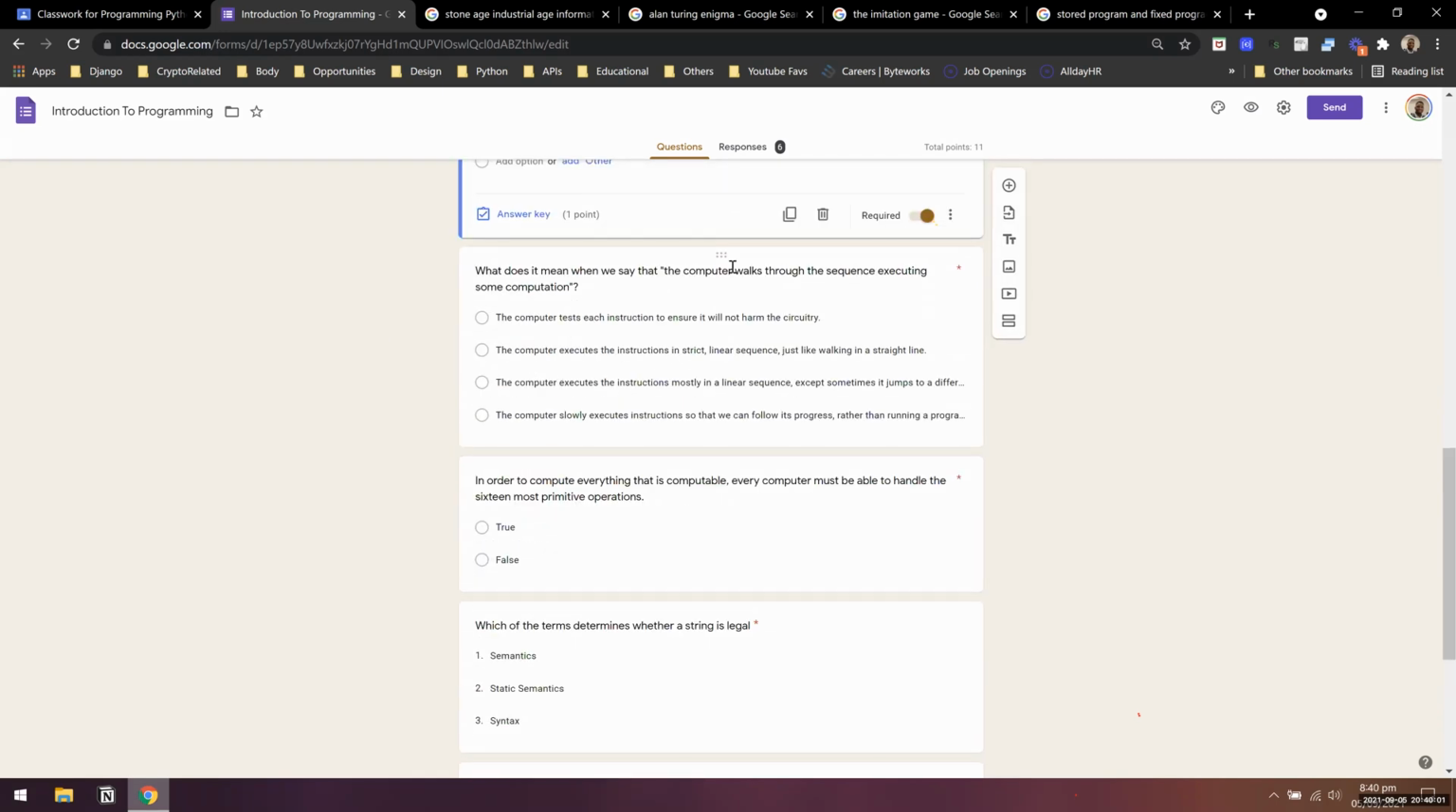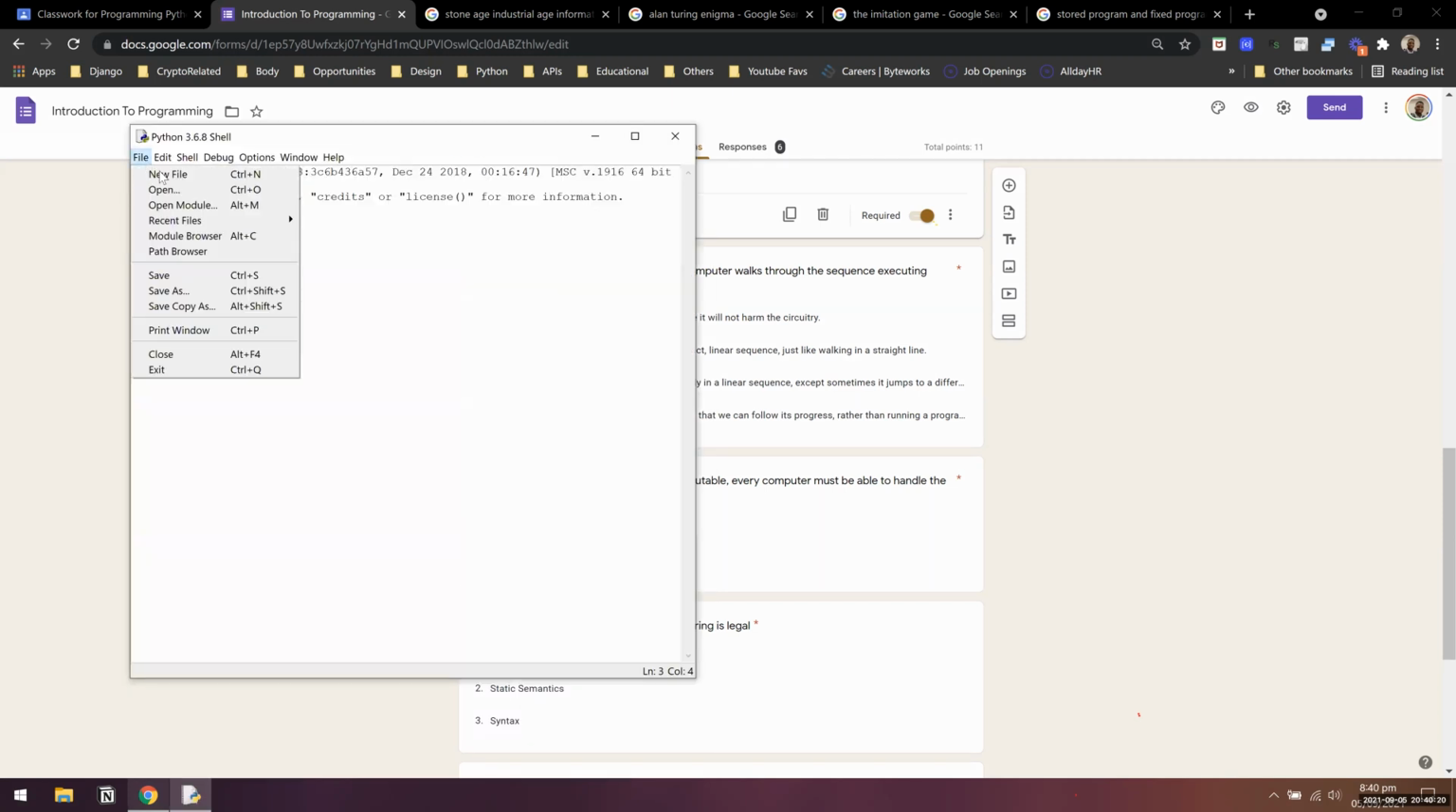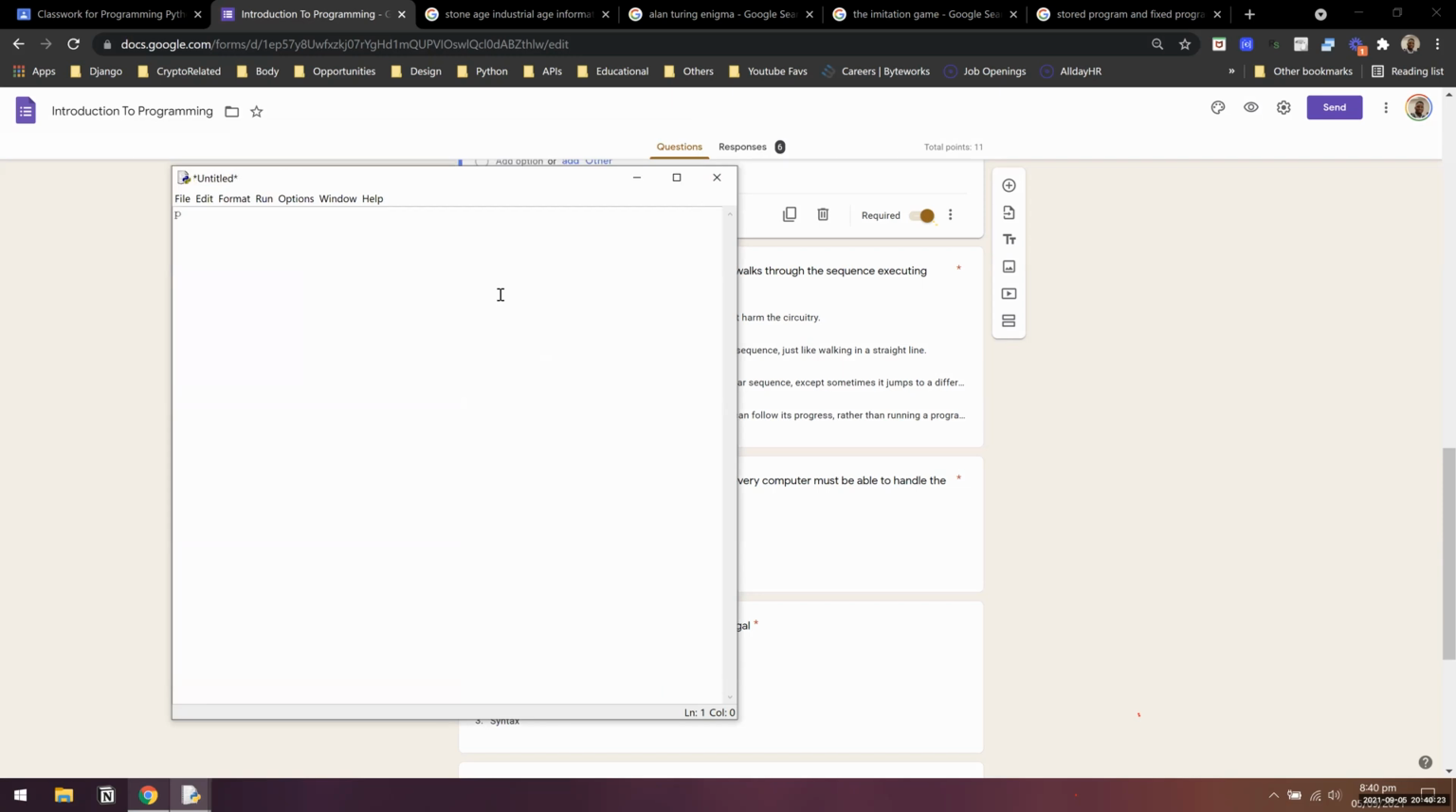Many of these questions say a computer works through a sequence of executing some computation. That's basically how all programs are. Programs are supposed to run step by step, one line after the other. Let me show you an example of a Python script. You're going to learn more about programming in Python. First, I say print hello world, and I say welcome to the class. I say hope you're good, and I say bye-bye.